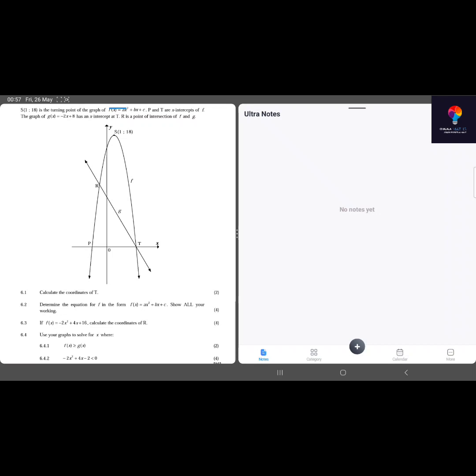Today we're going to do question 6 of Matric Maths 2013. I think it's February to March. So now question 6, it's about equations.